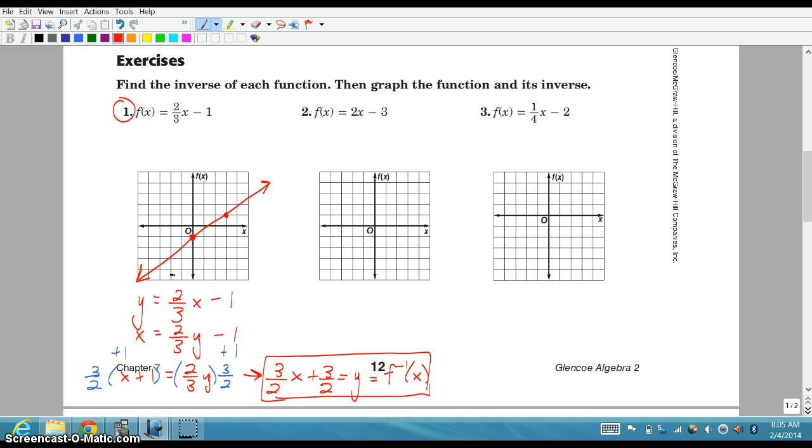The other function, the inverse function. Y-intercept is 3/2, so there's 3/2, or 1.5. The slope is 3 over 2, so 1, 2, 3 up, and then 2 to the right. 3 up, 2 to the right. Here's your function. And there you have it.